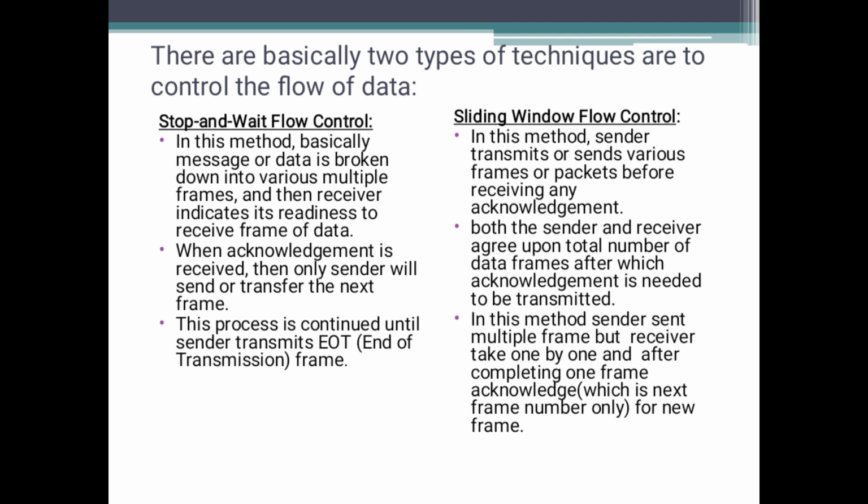Now let's see the advantages and disadvantages. The advantages of stop and wait flow control are that this method is very easy and simple, each of the frames is checked and acknowledged well, and this method is also very accurate. The disadvantage of this method is that it is rather slow, and only one packet or frame can be sent at a time. It is very inefficient and makes the transmission procedure very slow.